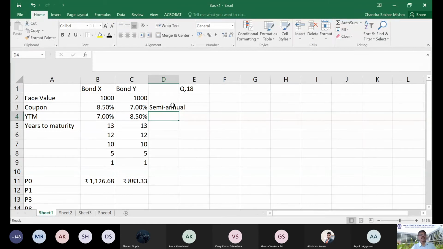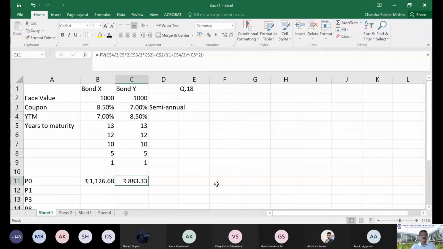So what will be the N then? If 13 years is your term to maturity and coupon is paid semi-annually, what will be N? 13 into 2, 26. Right? So when I do that, and then you get 1000 rupees back at the end of the 13th year, that value gives me 1126 and 883.